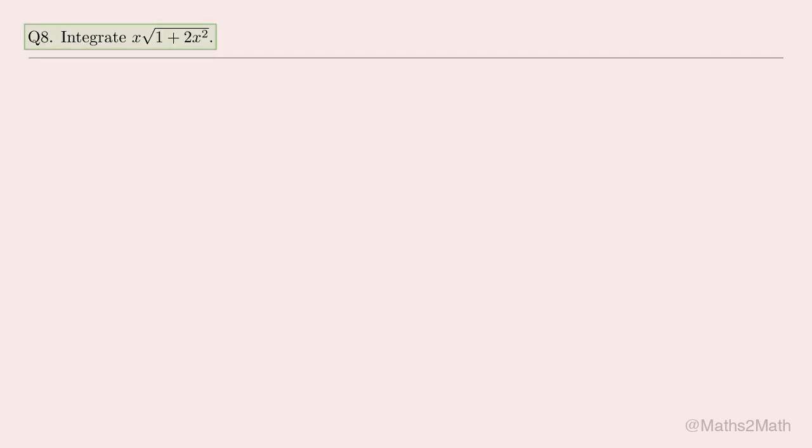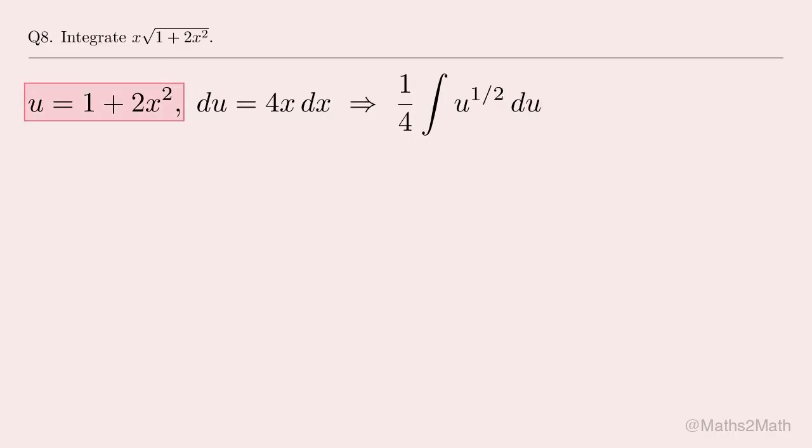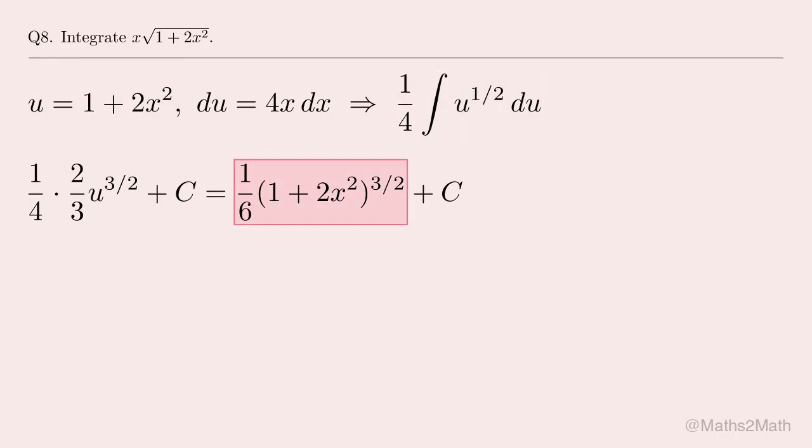Question 8. The x outside is a quarter of the derivative of 1 plus 2x squared. A clean power substitution. u equals 1 plus 2x squared. du equals 4x dx. Integrate the half power.